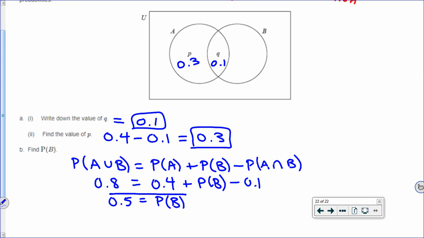And don't do anything else. That's the answer. When they're asking you for the probability of B, they mean the entire probability of B. So it would be true that this would be 0.4, but that's not what the question's asking for. It asks for all of the probability of B.